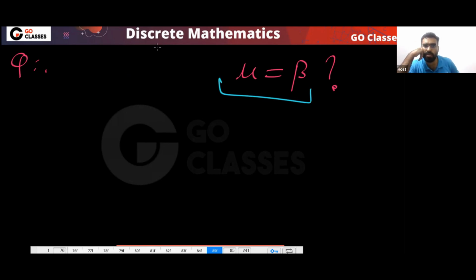Complete graph is not correct. Cn with even vertices, yes, this will work.